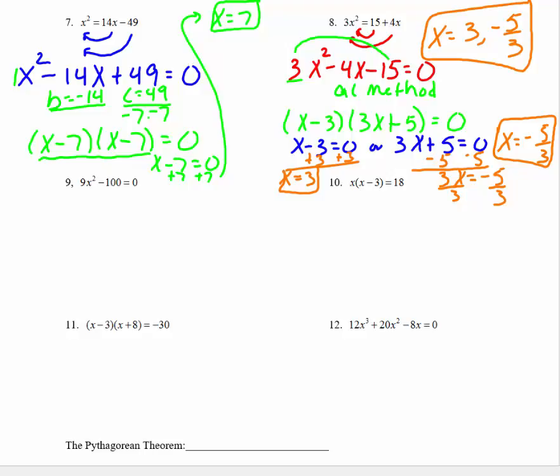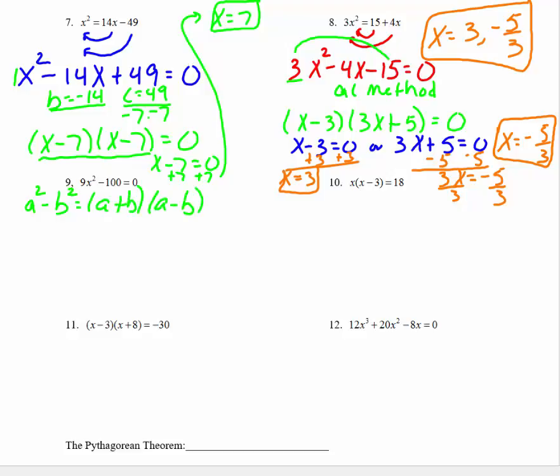Number 9, 9x squared minus 100 equals 0. So this is a binomial. Well, it does equal 0, which is great. It's still quadratic because we have an x squared. Now we got to figure out how do we factor this. Well, with a 9x squared minus 100, it's a binomial. It's going to be a difference of squares. So that formula a squared minus b squared is a plus b times a minus b.